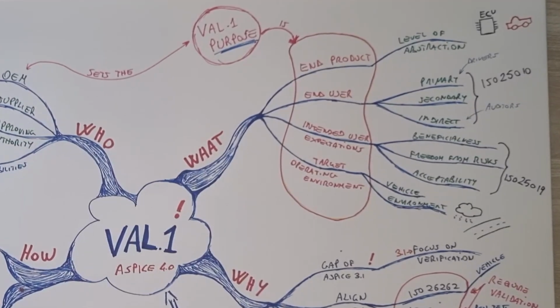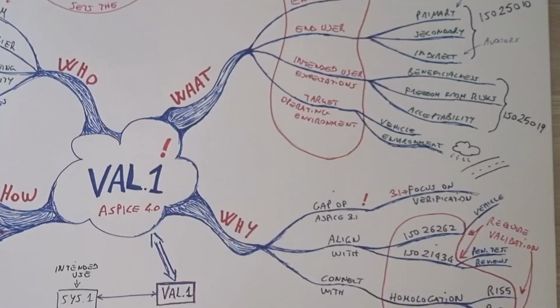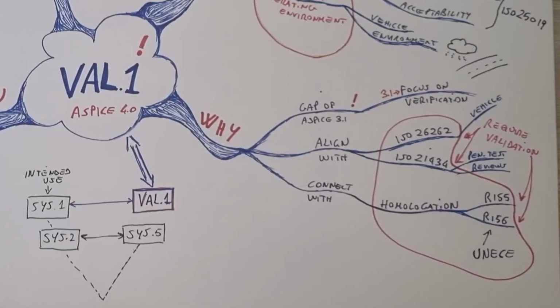Okay, let's quickly summarize what we have learned about Validation 1 in Automotive SPICE 4.0. The purpose of Validation 1 is to ensure that the end product truly satisfies the intended use expectations of the end user in the real operational environment. The purpose aligns Automotive SPICE with ISO 26262 for functional safety and ISO 21434 for cybersecurity, both of which demand validation at vehicle level, and of course with homologation.